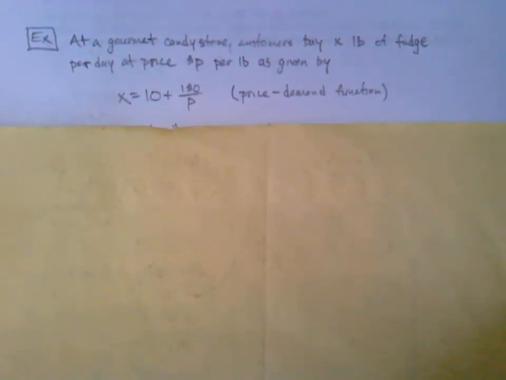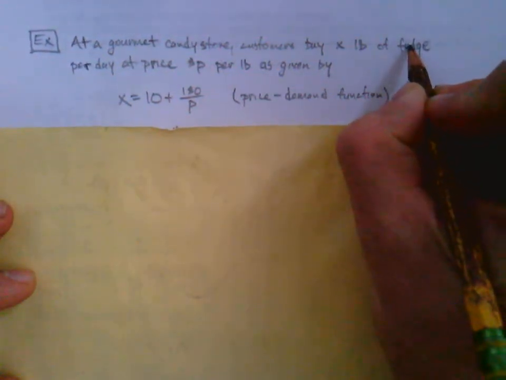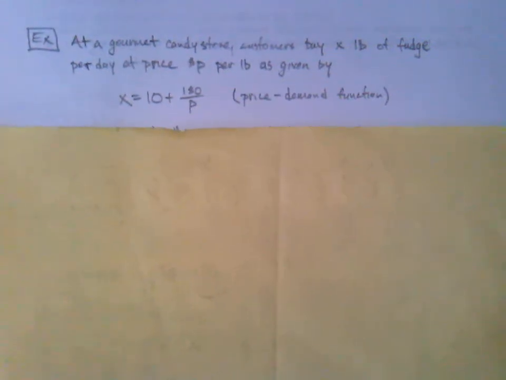It says, at a gourmet candy store, customers buy X pounds of fudge per day. My family likes fudge at the fair and different places. X pounds of fudge per day at price P dollars per pound as given by this equation. Okay, so this is from economics. It's called a price demand function.